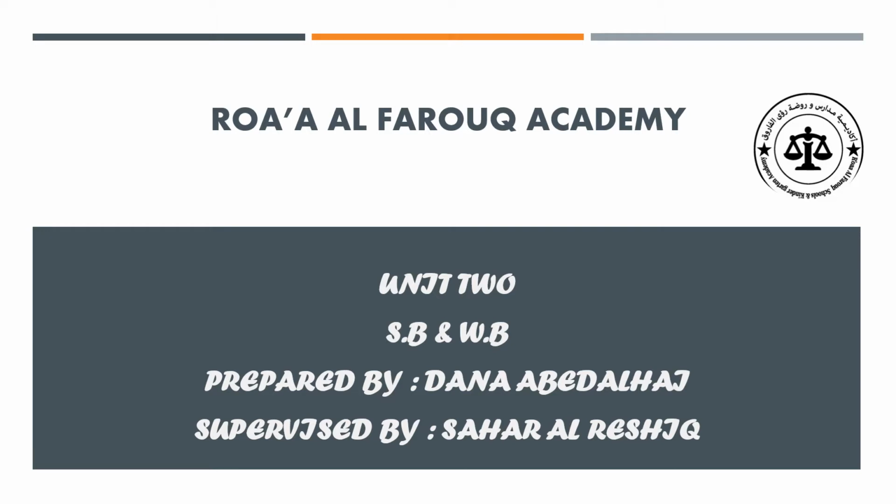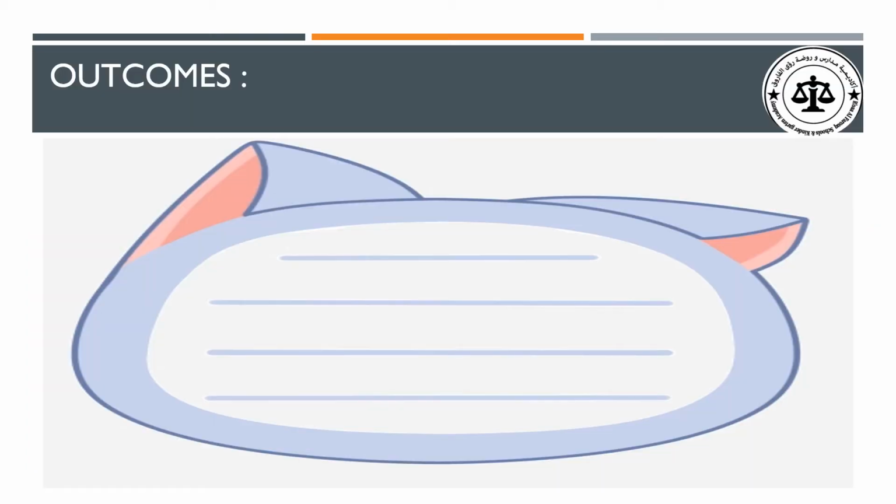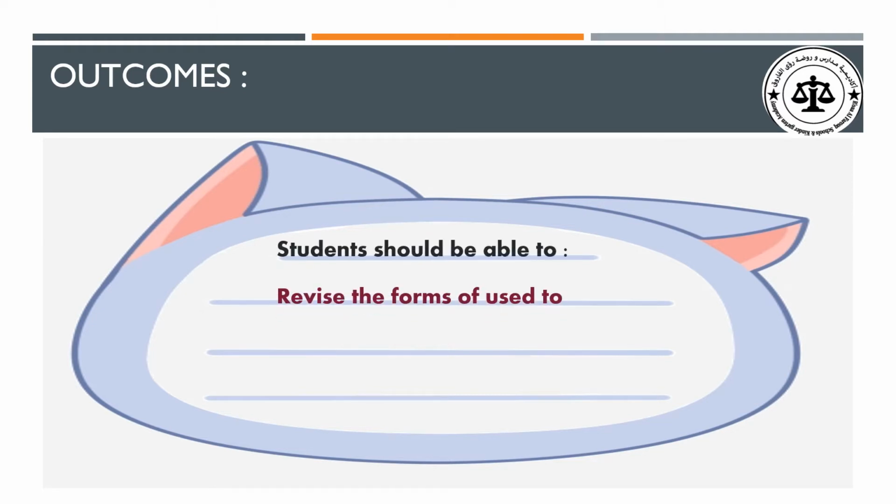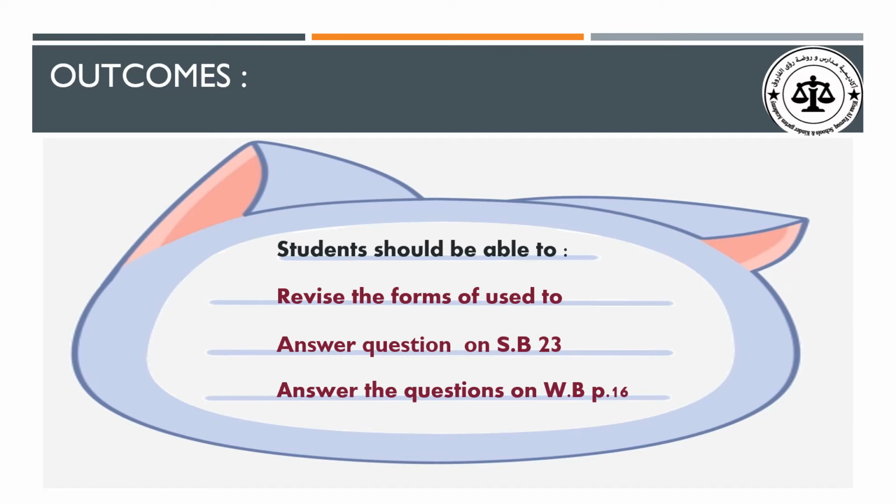Today we're going to complete our structure of Used To by answering the questions on the student's book and workbook. So please prepare your books and be ready. In our lesson today, students should be able to revise the forms of Used To, answer the questions on student's book page 23, and answer the questions on workbook page 16.